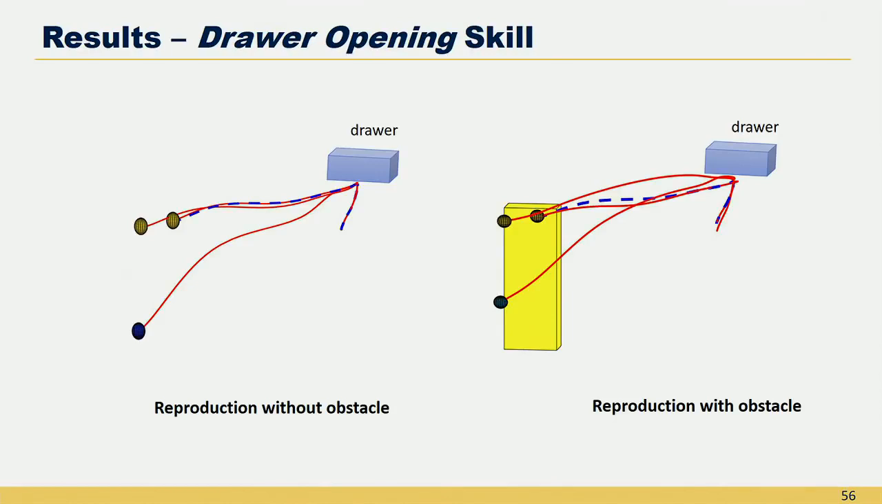Here I'm showing some of the reproductions. On the left, you see reproduction without an obstacle, and on the right, you see reproduction with an obstacle. All these trajectories that are being reproduced are able to do the final sliding motion, which is highly important for this skill, again taking care of both the position constraints and the velocity constraints.